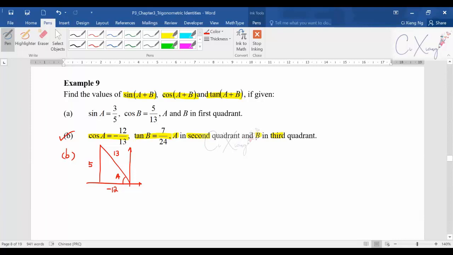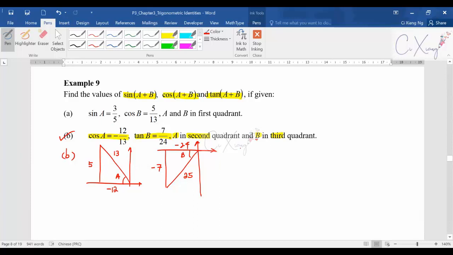And also for B, which is in the third quadrant, maybe you can draw the third quadrant out first. For the third quadrant, the triangle will look something like this, and B is here. They tell you tangent B is 7 over 24. So 7 means this one, and because the triangle is going down, it should be negative 7, and then 24 means negative 24 here. Apply Pythagoras to find the hypotenuse, which is always positive, 25. Alright, so this is A and B.